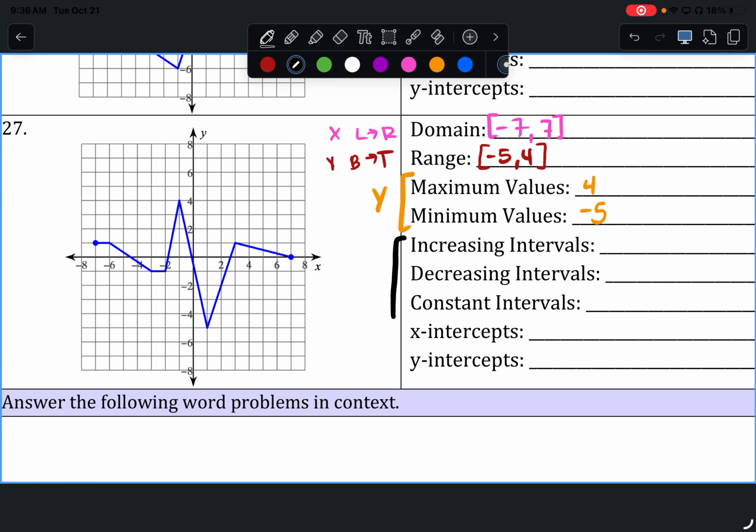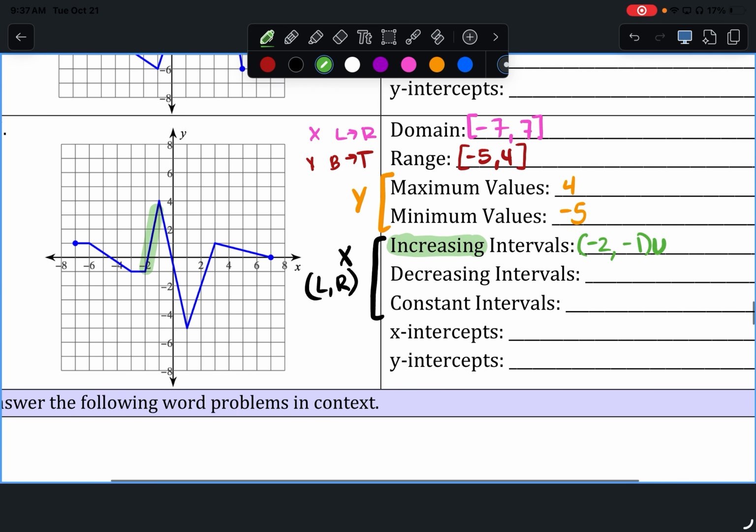For our intervals, remember we look at x from left to right. So for increasing, where is our graph increasing? -2 to where? Oh, wait, no, mine's -1 to 1. Yep. And then we do have another one. Where is our other increasing interval at? 1 to 3.